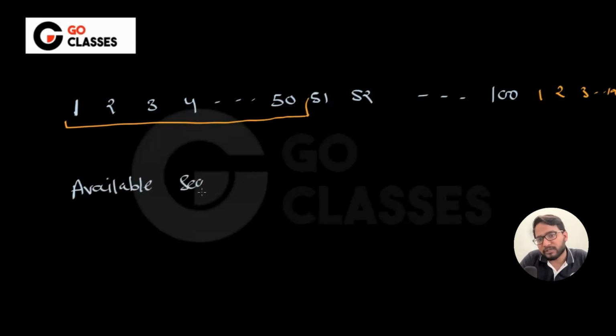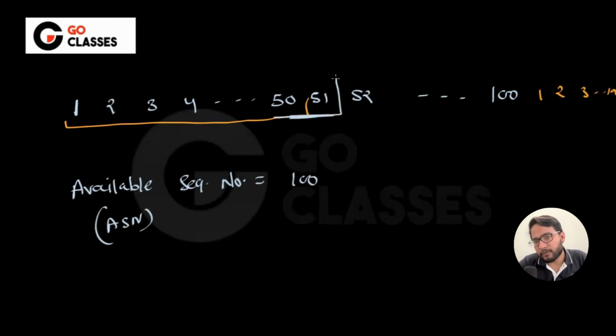How many available sequence numbers do you have? The sequence number is 100, right? I'm just calling it ASN, the available sequence number. If your available sequence number is 100, you can send 50 packets only, right? Even if you send 51, is there any problem? If you send 51 at once? Yes. What is the problem?